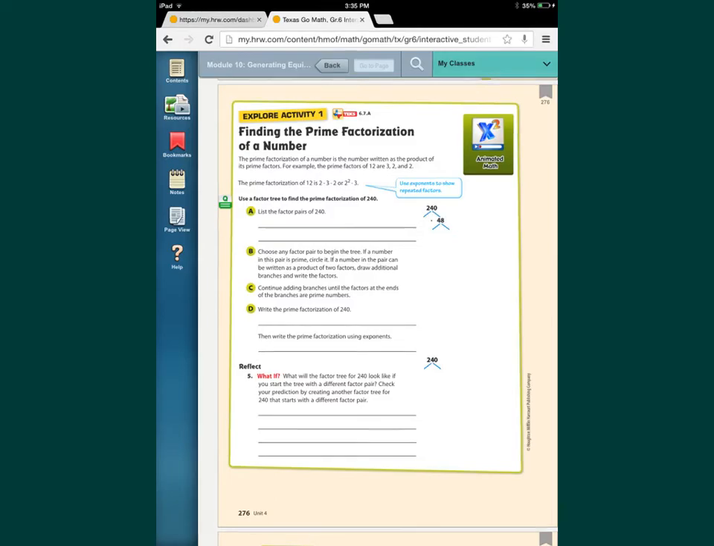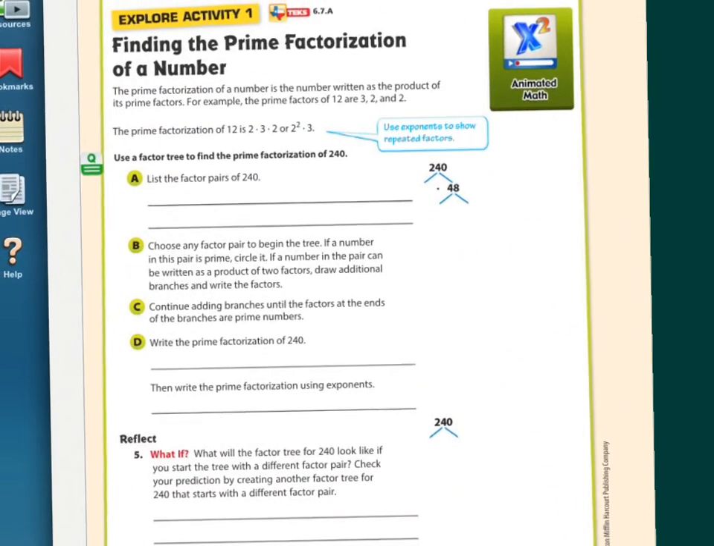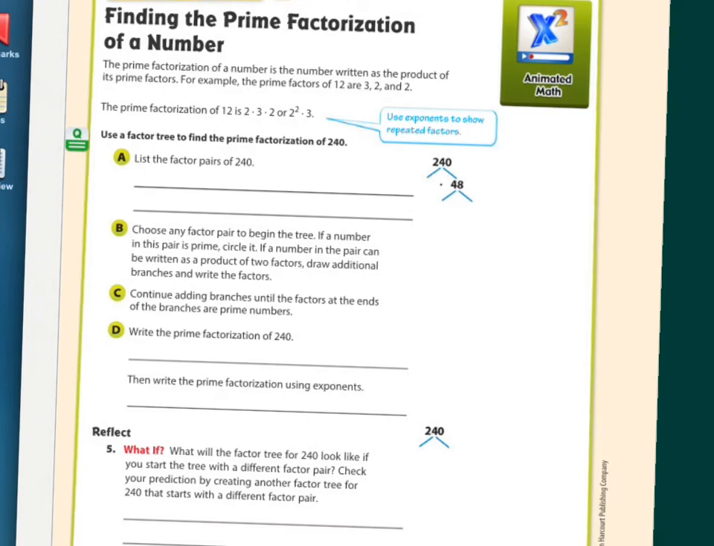This activity has us finding the prime factorization of a number. Prime factorization is one of our vocabulary words. So it says use a factor tree to find the prime factorization of 240. And they started us out here. Now, you know how to do factor trees from elementary school. I don't like the way they started that. I'm going to start with a different one.